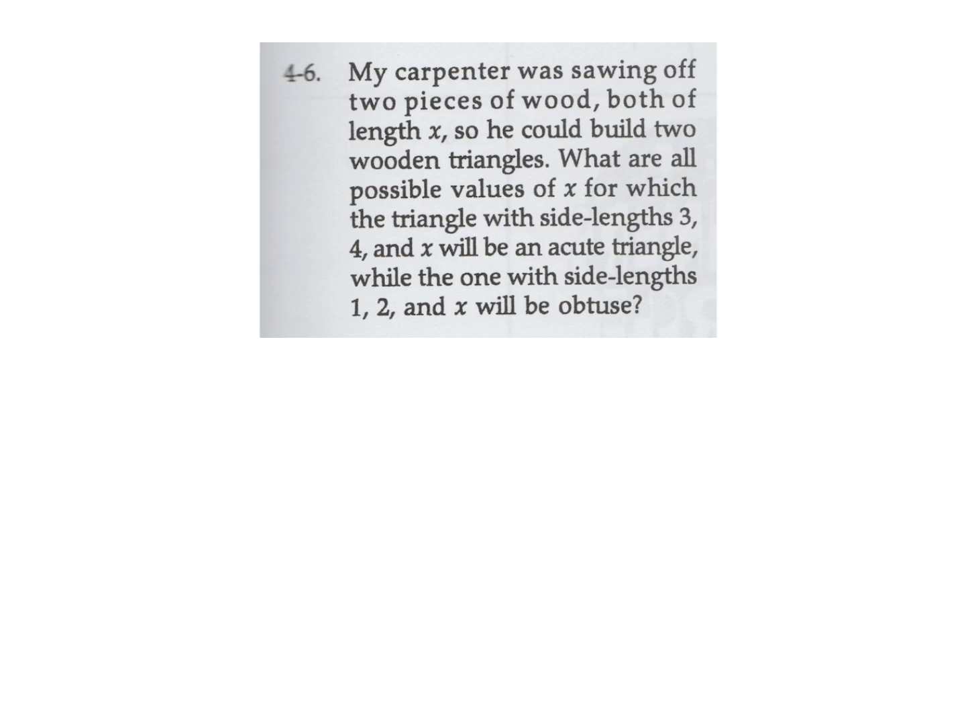My carpenter was sawing off 2 pieces of wood, both of length x, so he could build 2 wooden triangles. What are all possible values of x for which the triangle with side lengths 3, 4, and x will be an acute triangle, while the one with side lengths 1, 2, and x will be obtuse?